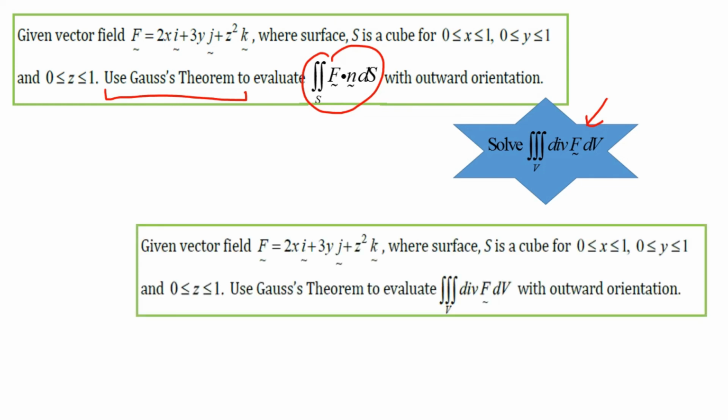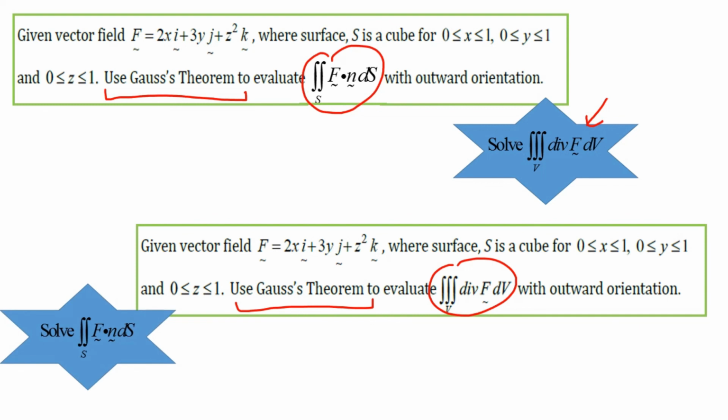On the other hand, if the question asks you to use Gauss theorem to evaluate the triple integral, then you have to do the double integral of F dot n dS. Okay, so you can have three types of question, as in example 1 just now. In example 1, the question asks you to verify, so you have to do both. The triple integral is equal to the double integral. You have to show both answers are correct.